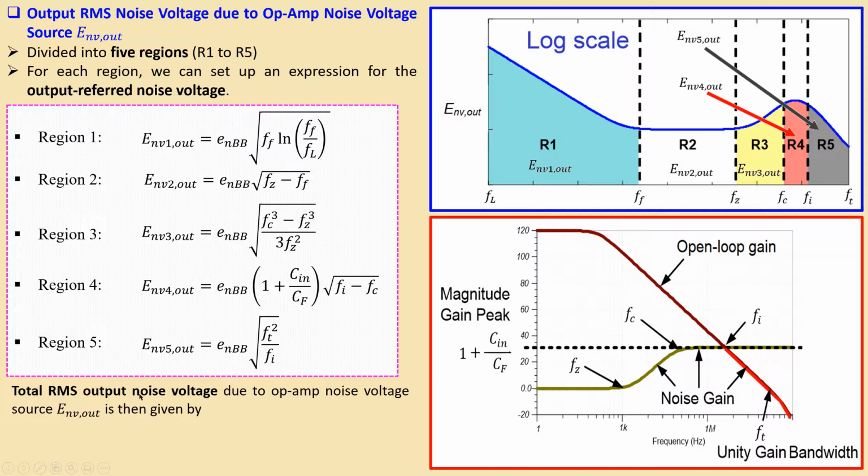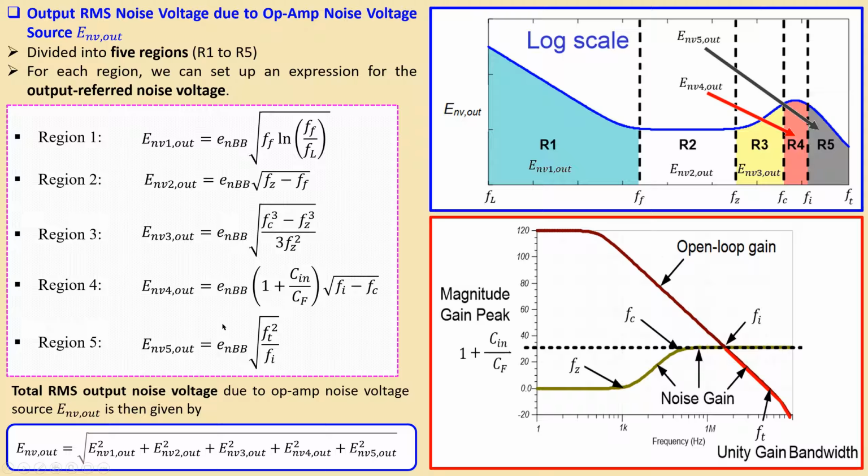Now the total RMS output noise voltage due to the op-amp noise voltage source is given by the root sum of squares formula. So you take the square of each parameter, add them up, and then take the square root, and that will be the contribution of the noise voltage sources due to the op-amp noise voltage source. So that is one of the parts for our noise analysis.